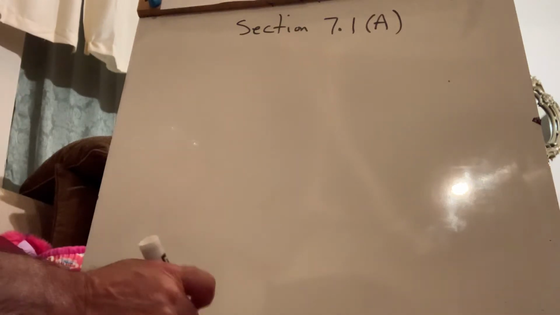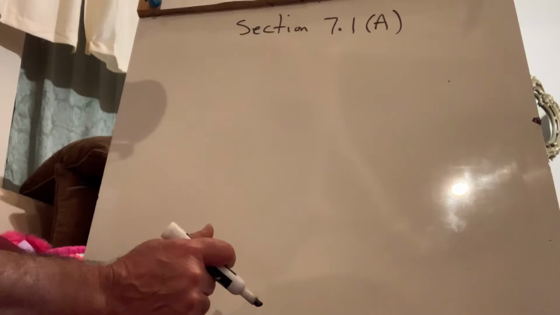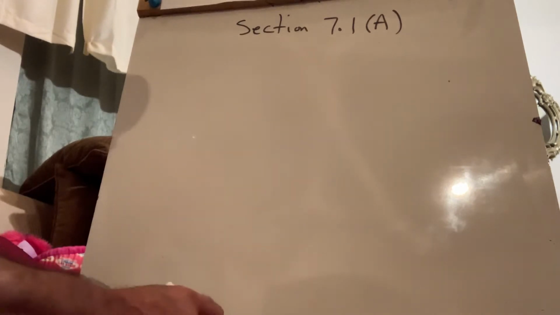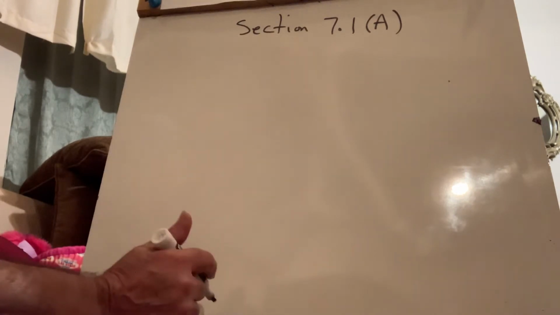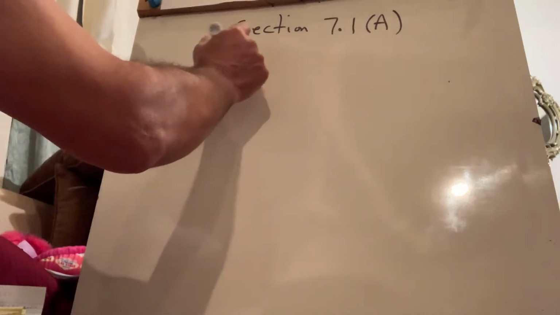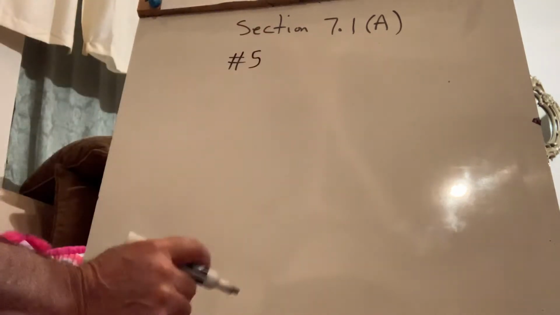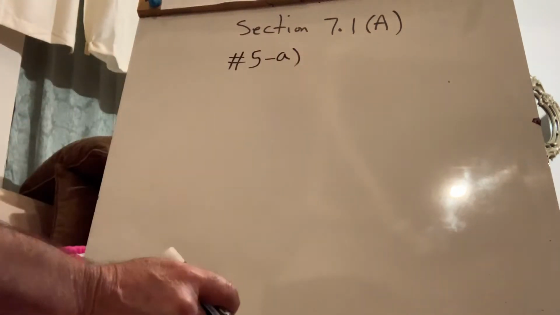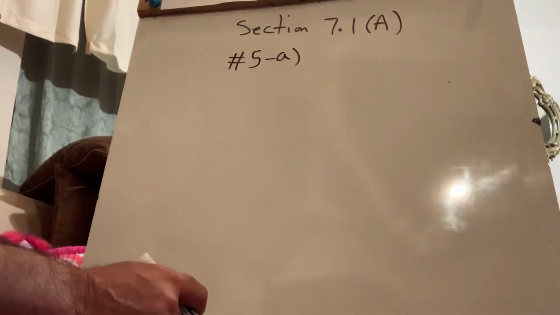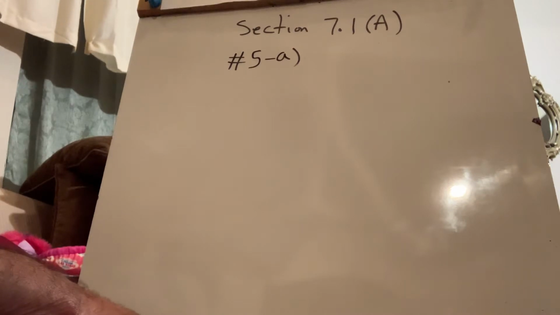Hi guys, I'm going to do the next problem from section 7.1, assessment A again. We have problem number 5. Let me do part A first and then I'll do maybe another one. So number 5, let me read the question. It says, write each of the following terminating decimals as A over B in simplest form.